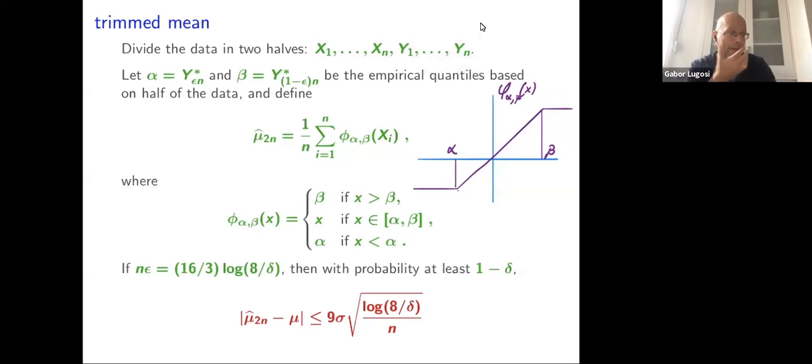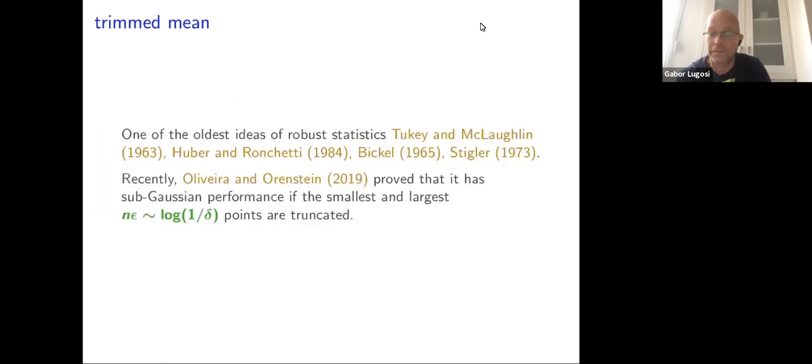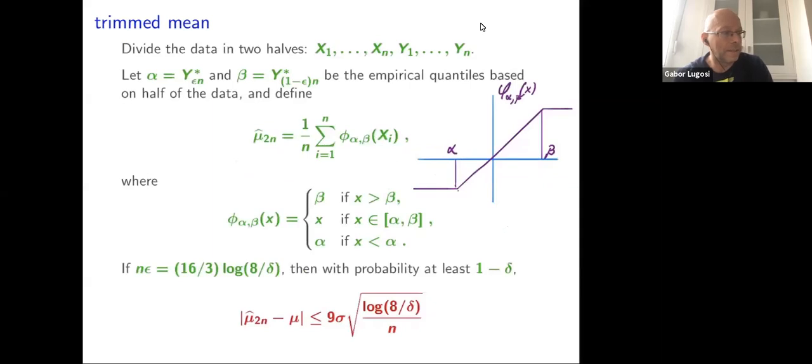estimate the empirical quantiles. So this epsilon, remember from the previous slide, this epsilon n is log 1/delta. It's n times epsilon is log 1/delta, okay? So these y stars are just the order statistics, okay? So alpha is the epsilon nth smallest point among these y1 to yn, and beta is the epsilon nth largest point, okay? So these are the empirical quantiles, okay?